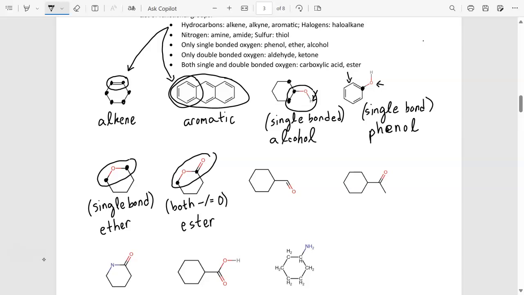Okay, next one, we only have one oxygen this time, and it is double bonded. So I know that it's either an aldehyde or a ketone. Remember, an aldehyde comes at the end of the chain, which means that the carbon that's part of the carbonyl group would have a hydrogen coming off of it. And it is assumed there is a hydrogen coming off of that. There's not a carbon on either side. So this is indeed an aldehyde.